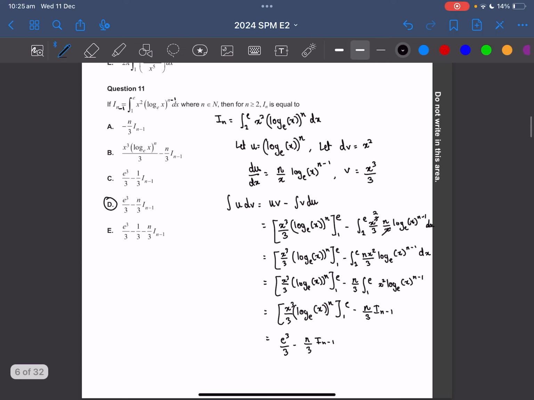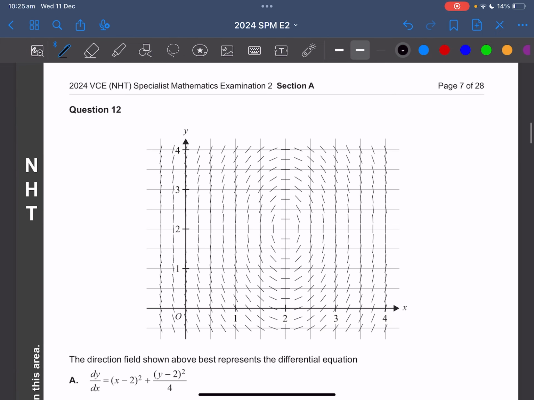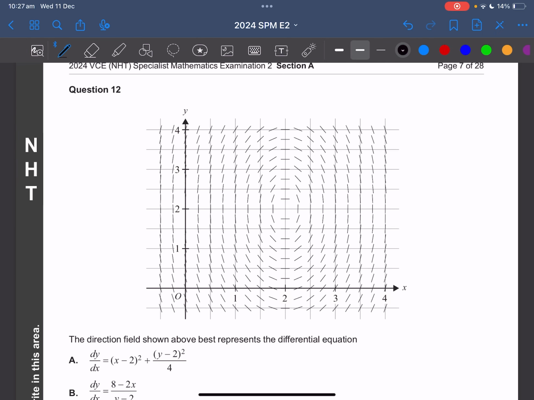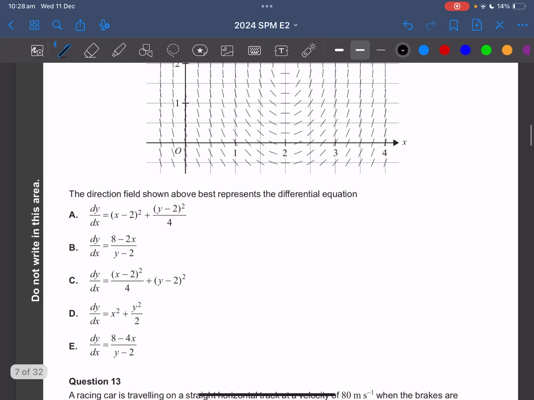So question number 12. We are given a direction field, and it represents a differential equation. We'll figure out which one it is.